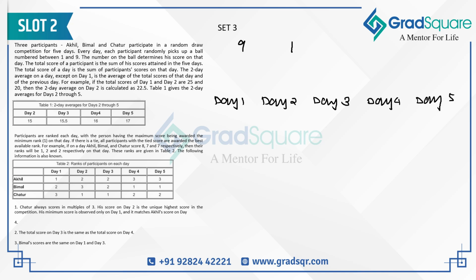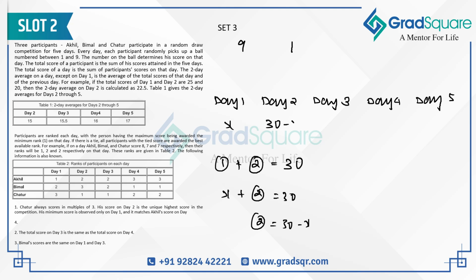The 2-day average on day 2 is 15, which means the total will be 30. That means the day 1 and day 2 scores added give a total of 30. If I take day 1 as x, then the day 2 score will be 30 minus x. Similarly, I can find the total score of individual days. If the day 3 average is 15.5, the total will be 31 and the score will be 1 plus x. For day 4 it will be 31 minus x, and day 5 it is 34 as total score. That is, the sum of day 4 and day 5 scores is 34, so day 5 should be 3 plus x.